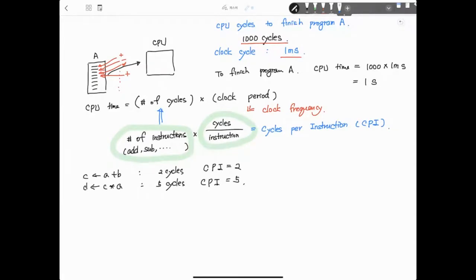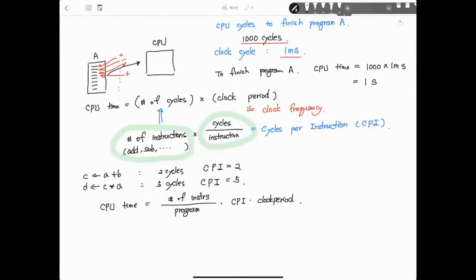So finally, the CPU time is the number of instructions per program. For instance, to execute program A, we need 100 instructions. And per instruction we need cycles, 2 cycles or 5 cycles. And per each cycle we need time, the clock period. So that's the CPU time.